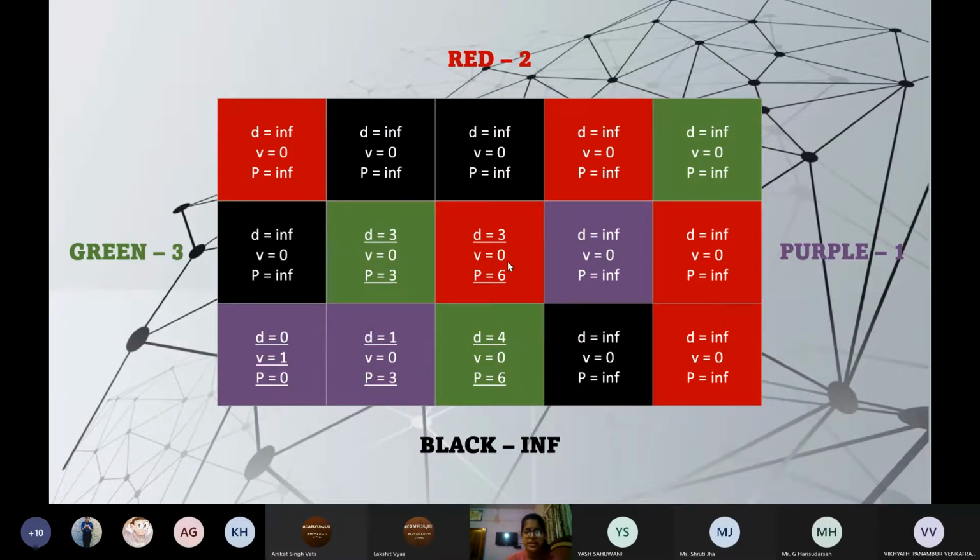So next we have these two red and green neighbors. These are the new neighbors of this purple tile, and the index value of this purple tile is 6.